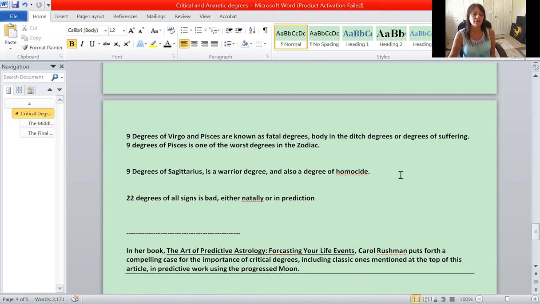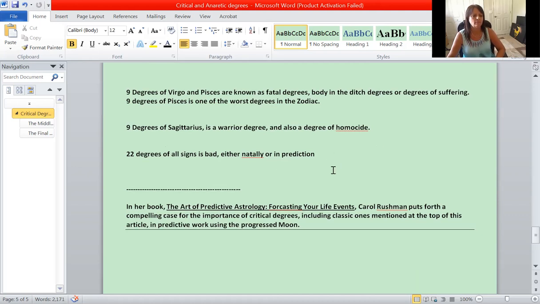9 degrees of Sagittarius, a warrior degree, and also a degree of homicide. And I'm not sure, you know, again, I just found this today. I have to get into this a little bit more. What do I mean by that? Is it just that, or is it more symbolic? We'll find out. 22 degrees of all signs is bad, either natally or in prediction.